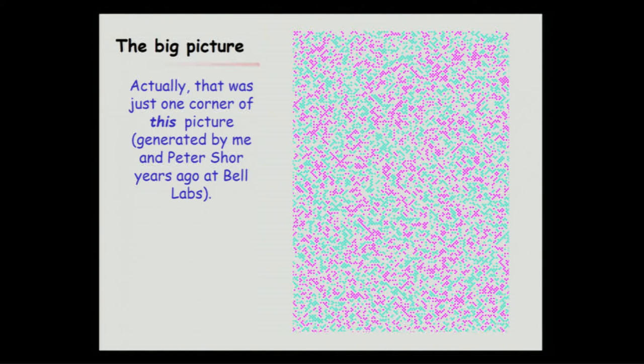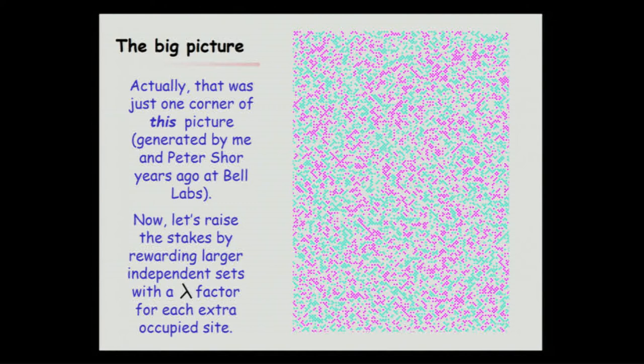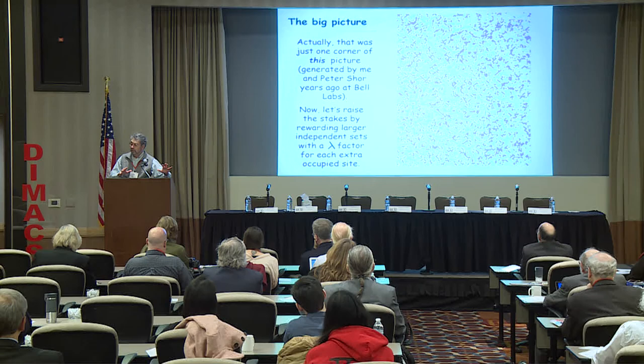Okay, what I'd like to do is get another random set of checkers, random set of squares, but I want to pack more in. So I'm going to do that not by force, but by persuasion. And by that I mean I'm going to introduce a number lambda bigger than one, and I'm going to reward each configuration by an extra factor of lambda in its probability for every extra checker that it has. So bigger configurations now have higher probability.